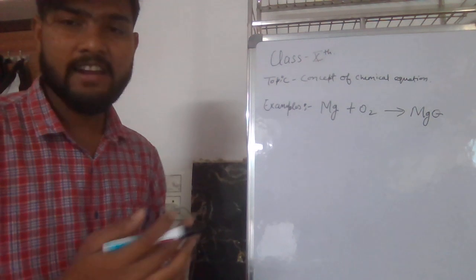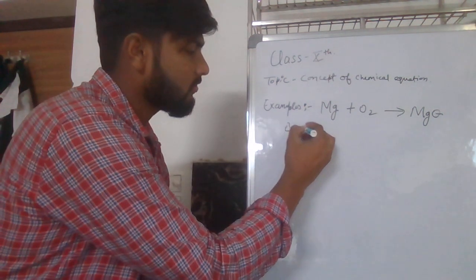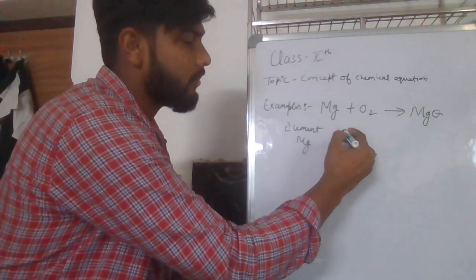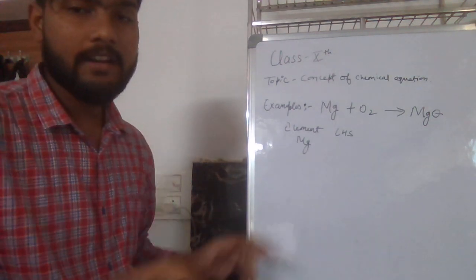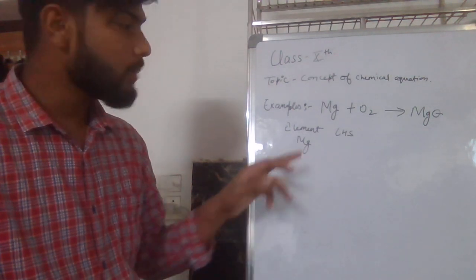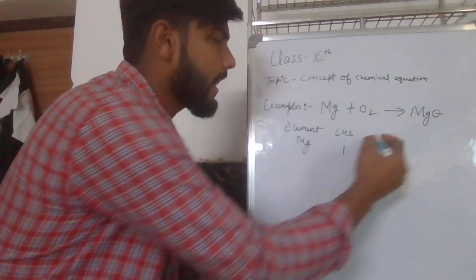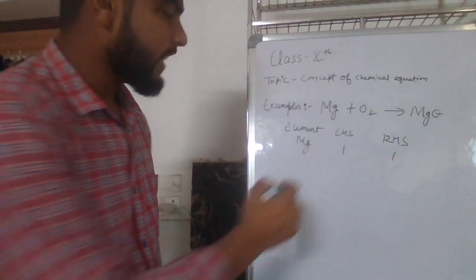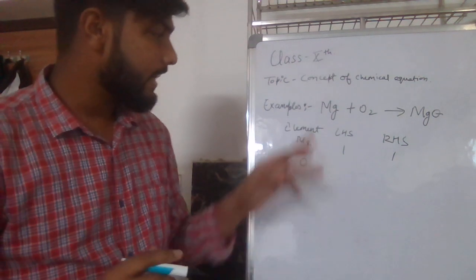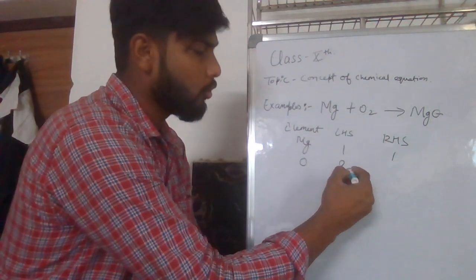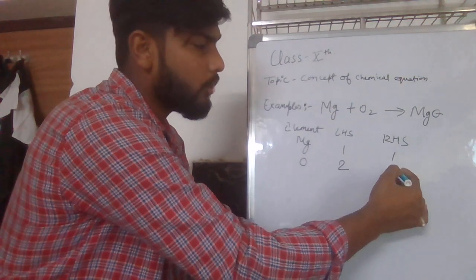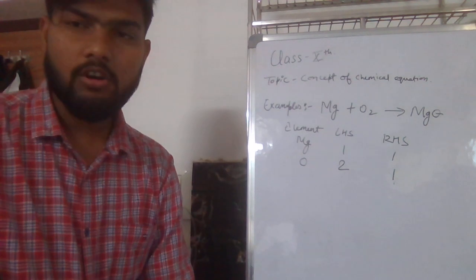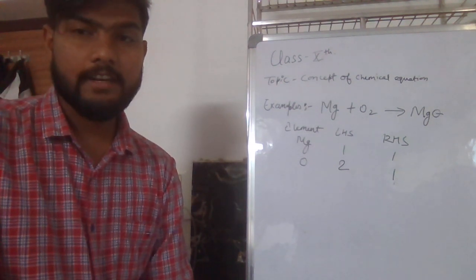As we can see, for the element Mg, the left hand side has 1 and the right hand side also has 1. For the element O, the left hand side has 2, while the right hand side has only 1. So this is called an unbalanced chemical equation.